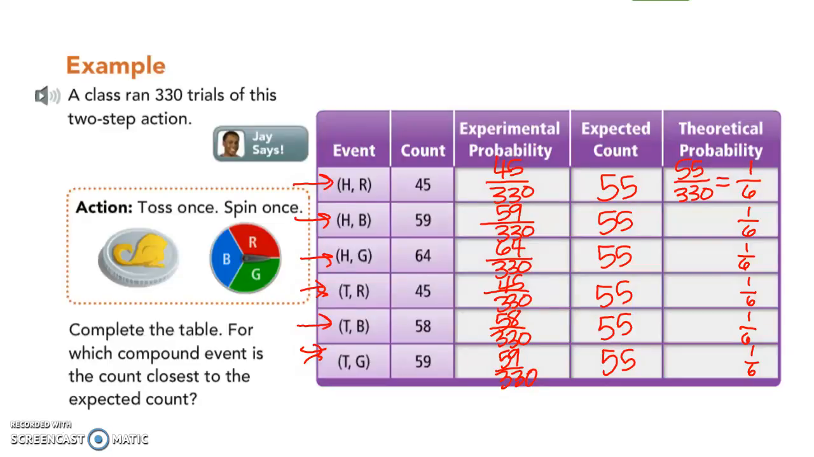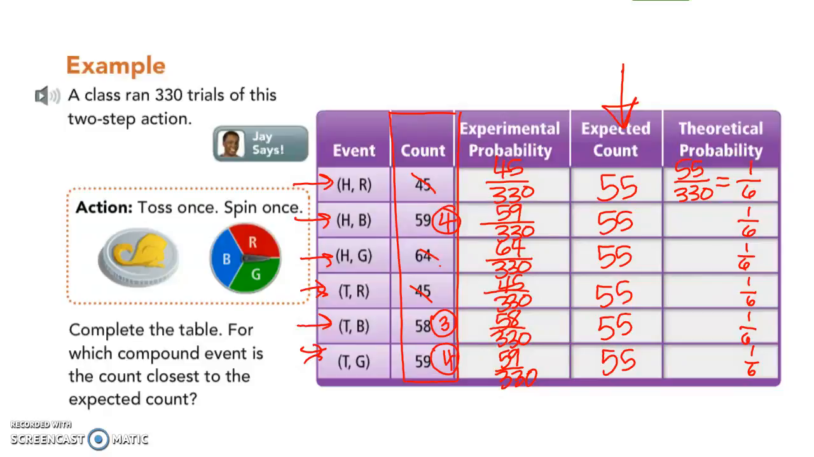Okay? Now, let's answer our question. For which compound event is the count the closest to the expected event? So looking at our count, the actual what happened in the experiment, which of those is going to be closest to our expected count, 55? Let's see. 59, that is just 4 away from 55. This is bigger. This is bigger. This is bigger. Ooh, 58 is just 3 from 55, and this one's 4.